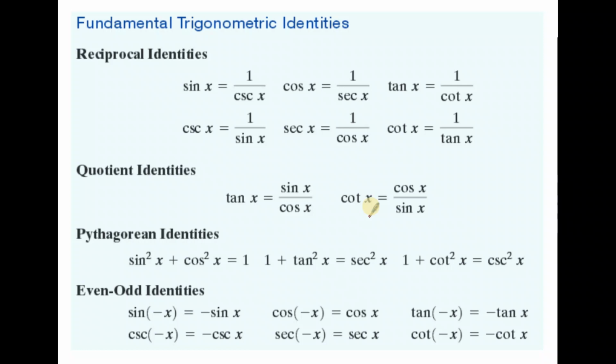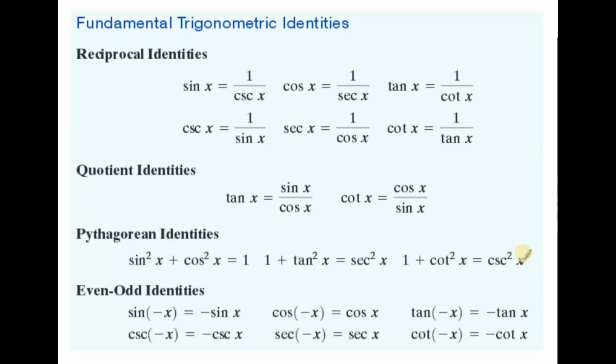We also have some Pythagorean identities. This is just a good starting point for our Pythagorean identities. You can always derive these and get other sub-identities from here, but this is a good starting point. So we have sine squared plus cosine squared equals 1, but we also have 1 plus tangent squared equals secant squared, and then of course we have 1 plus cotangent squared equals cosecant squared. So again, it's a good starting point, and from there you can go ahead and derive other identities.